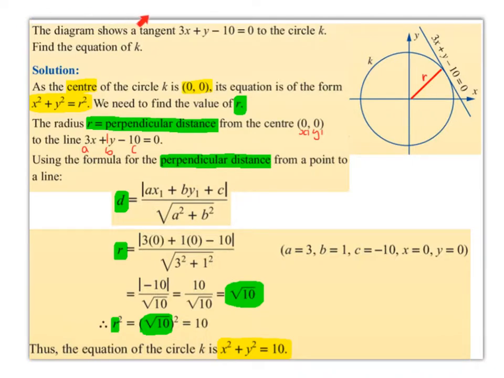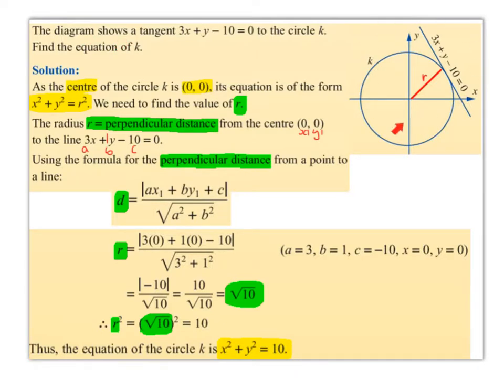The diagram shows a tangent 3x plus y minus 10 is equal to 0 to the circle K. So here we have a circle called K, and here we have a tangent which has the equation 3x plus y minus 10 is equal to 0. A tangent is a line that touches a circle at only one point, and it is perpendicular to the radius. Find the equation of K.